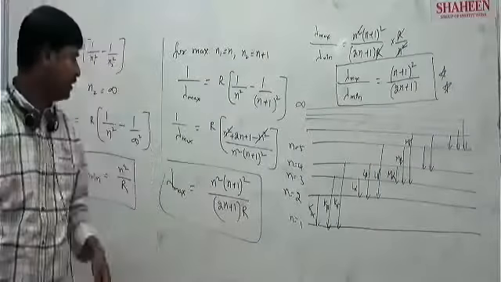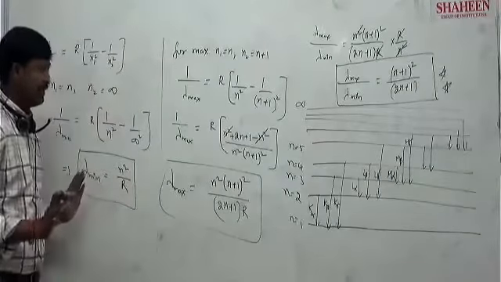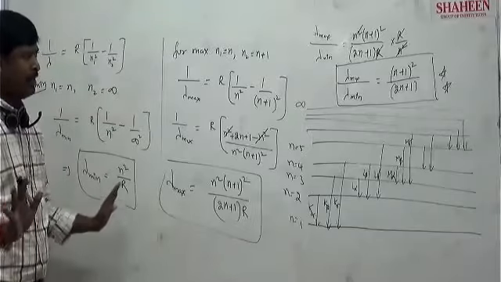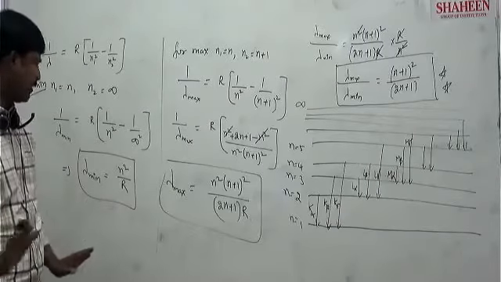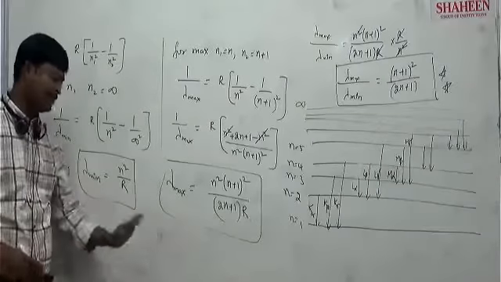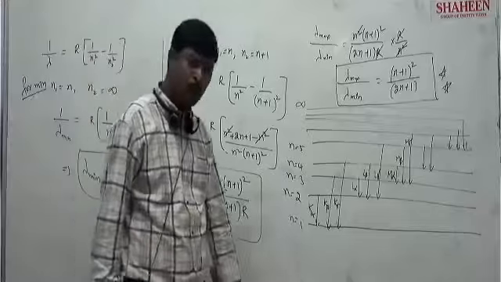Clear? So what I said, it is clear now. Lambda maximum and lambda minimum are clear for every series. How to calculate lambda minimum and lambda maximum? Yes or no?